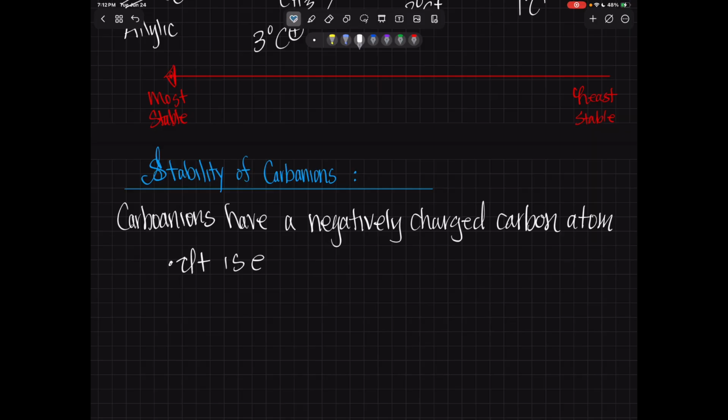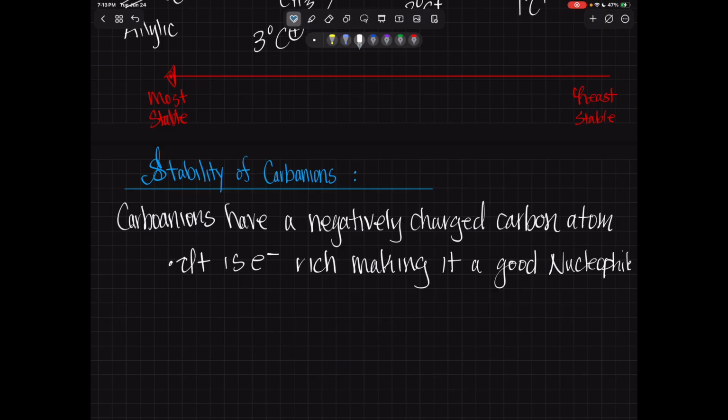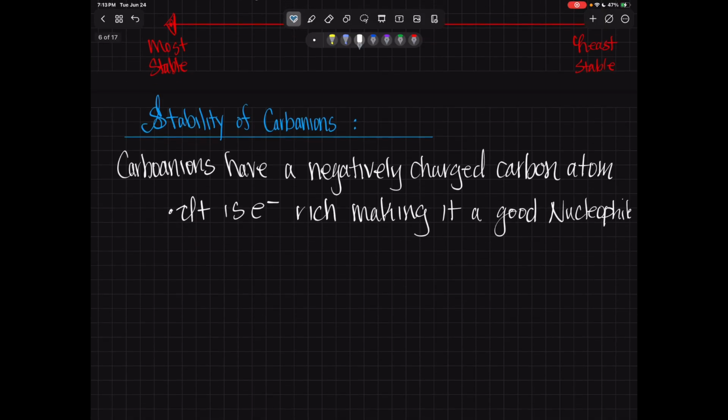It is electron rich, making it a good nucleophile, which will come into play as you get deeper and deeper into organic chemistry and chemistry.